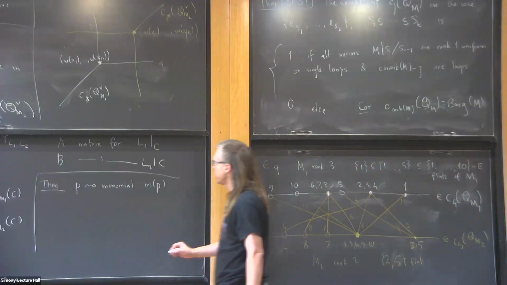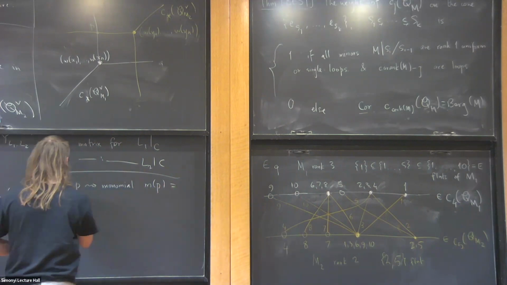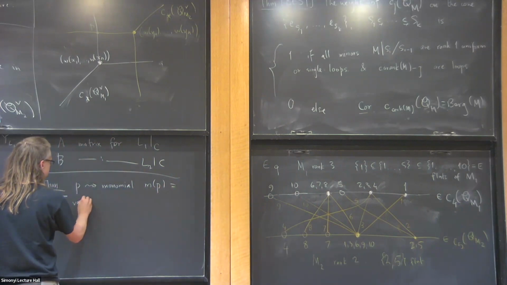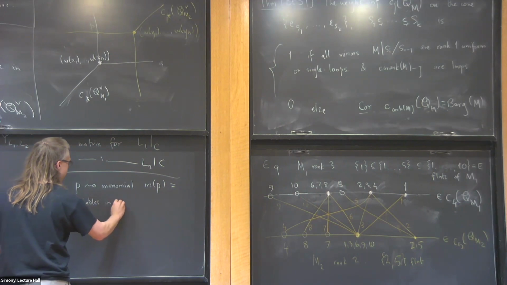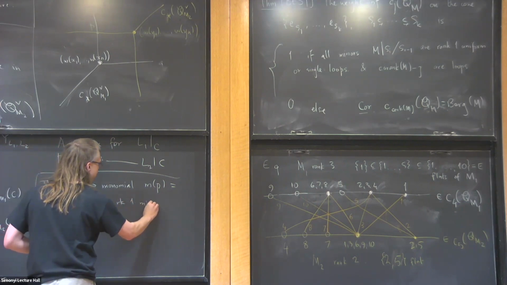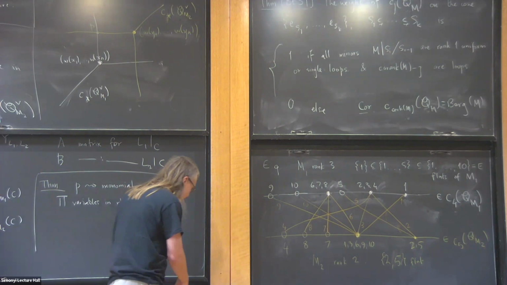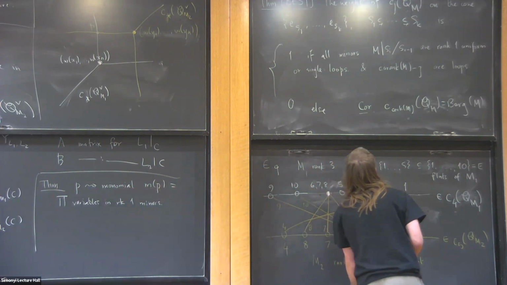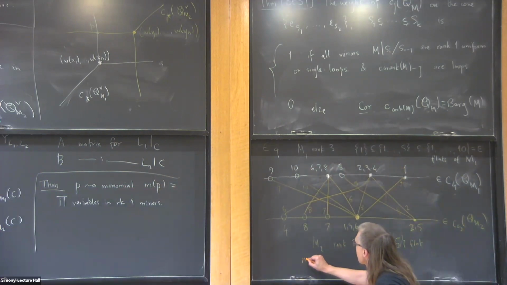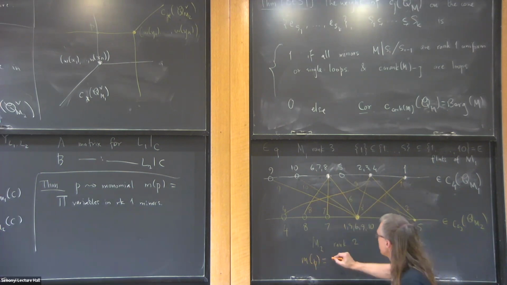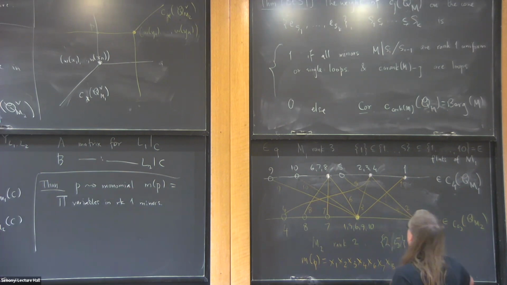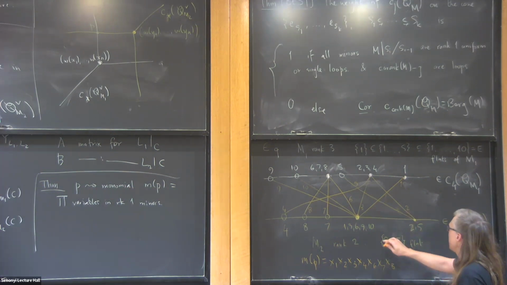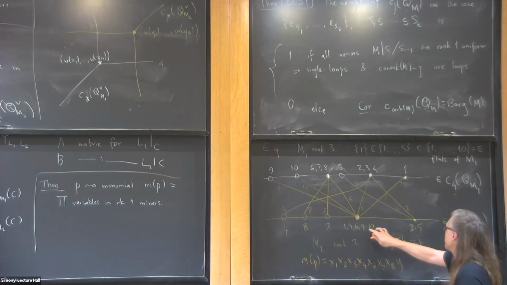Equals the product of variables in rank 1 minors. So in this case, the MP, what would it be? Okay, on the one side, I took 1, 2, 3, 4, 6, 7, 8. And on the 2 side, I took 1, 2, 3, 5, 6, 9, 10.